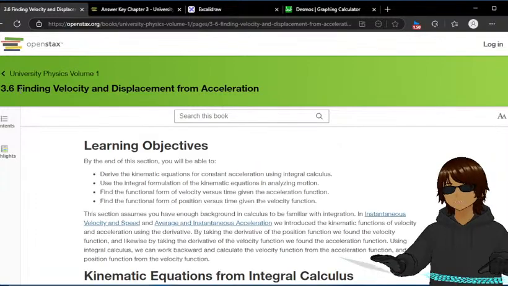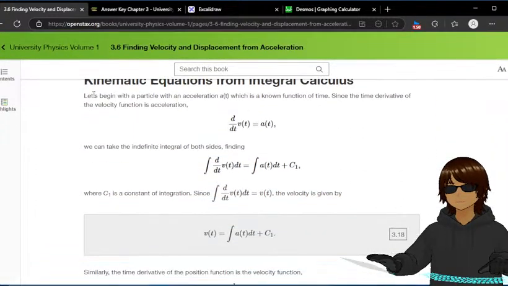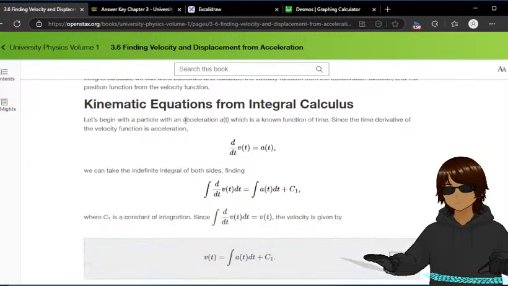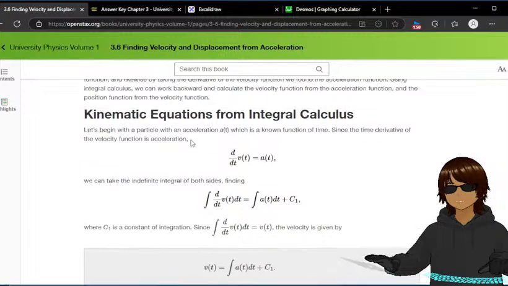Finding velocity and displacement from acceleration. Oh my god. Okay, so we did calculus. This should be easy for us.